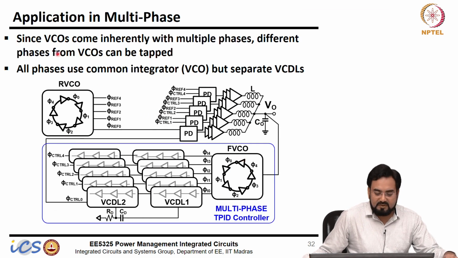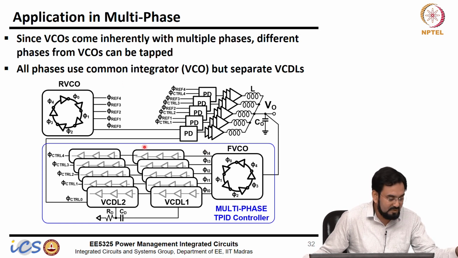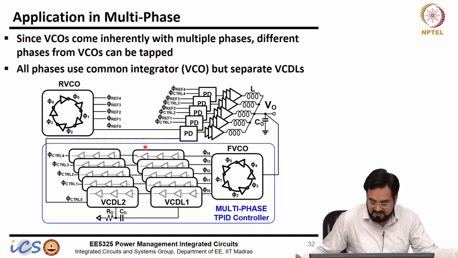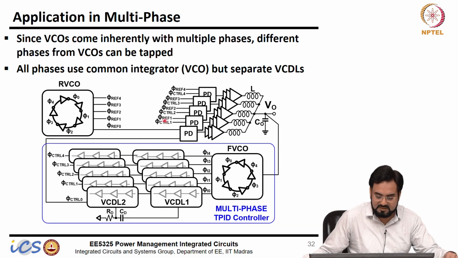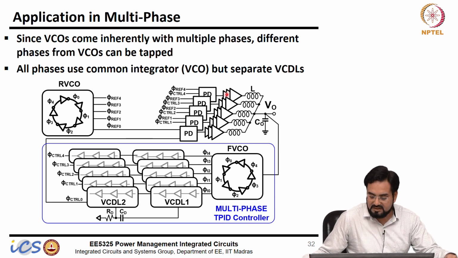So, then another advantage is we can go for multi-phase. I will talk about the basic concept of multi-phase later, but just to give you an idea, the benefit of using multi-phase here is that VCOs are ring oscillators and inherently we have multiple phases here. So, all you need to do is tap all the phases and pass them to different power stages, each of which will have its own inductor, and the capacitor will be common. So that's how multi-phase is implemented.